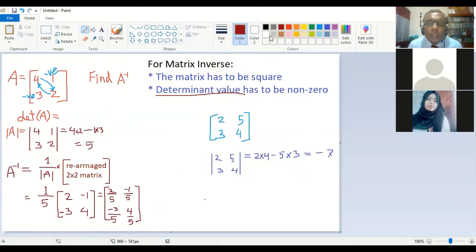Now let me show the same calculation for the blue color matrix also. Let me write that the matrix name is B, and we are finding the B inverse.